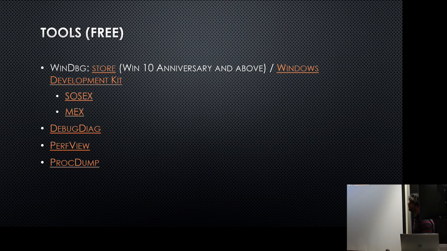And those are some of the tools that I use during this talk. So obviously the store version of WinDbg, and you can also get it from the Windows Development Kit. So links to the two extensions. Other tools which are great also for debugging and Purview. Those tools are extremely convenient. So PogDump, well, by now it should be quite familiar.